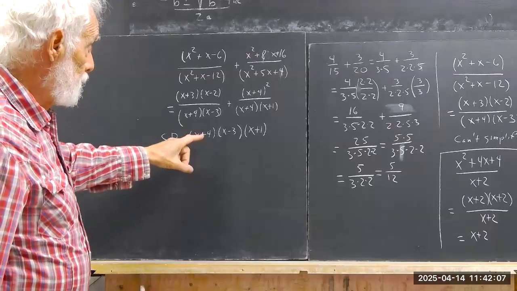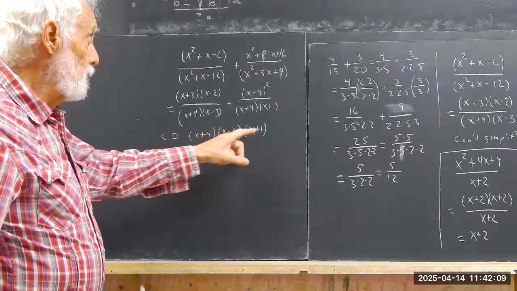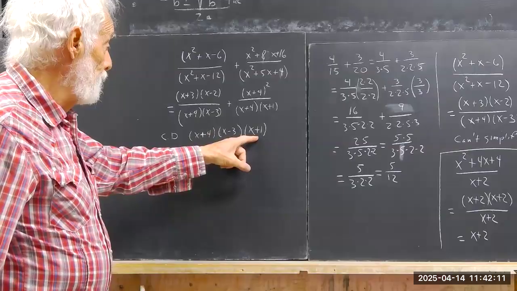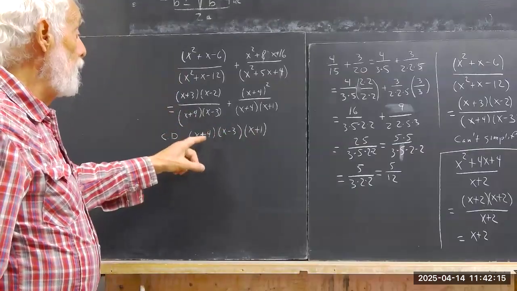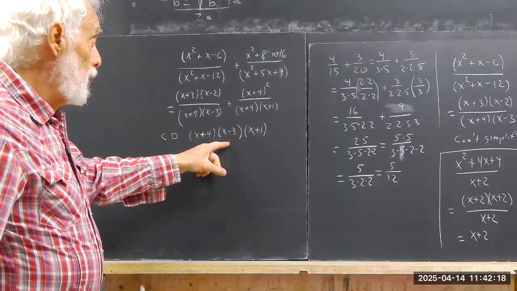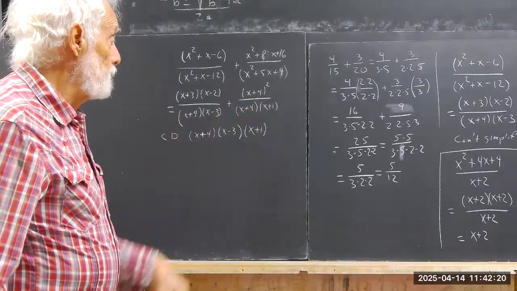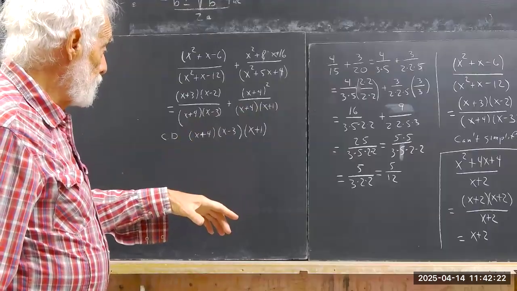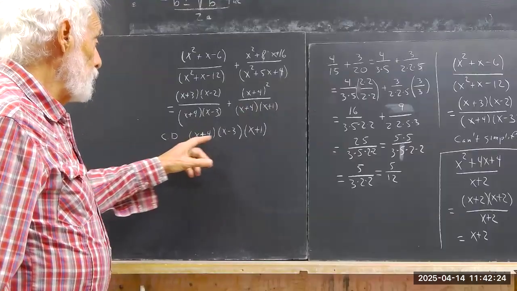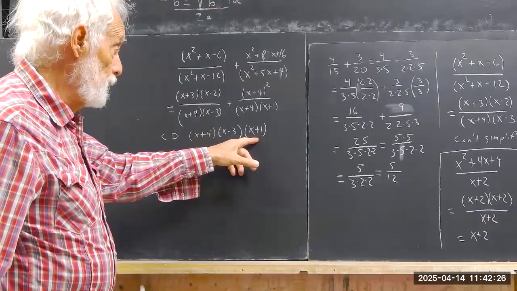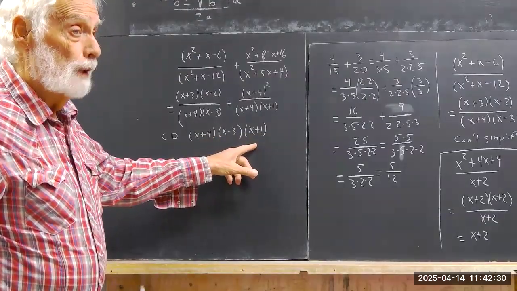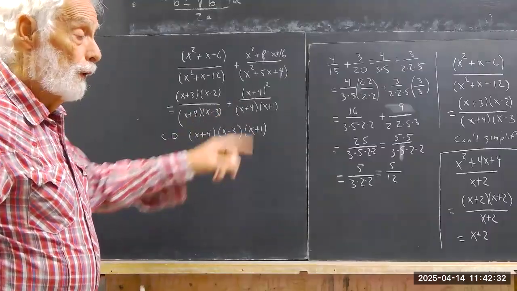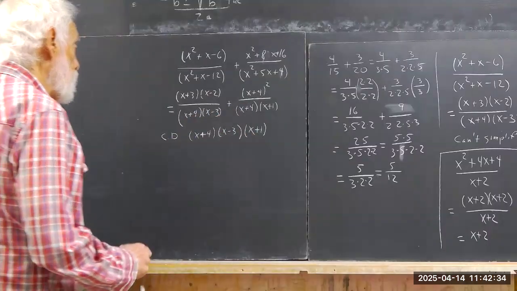Now my common denominator is x plus 4 times x minus 3 times x plus 1. I need x plus 4 and x minus 3 for the first denominator, and I've got it. I need x plus 4 times x plus 1 for the second denominator. Well, my common denominator is x plus 4 times x minus 3 times x plus 1. I've got the x plus 4 and the x plus 1, so I'm covered. I cover both of these denominators.